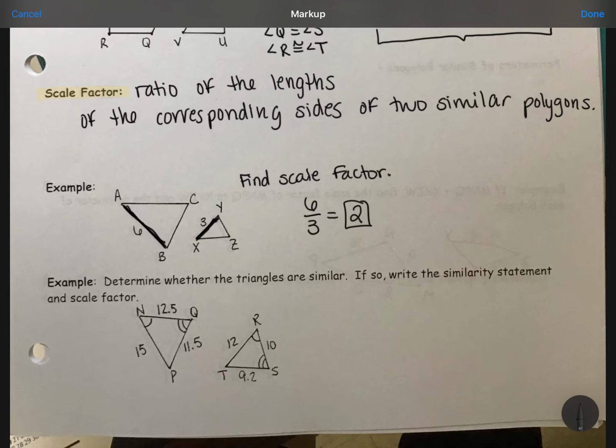All right, the second example says determine whether the triangles are similar. If so, write the similarity statement and the scale factor. So here I have to check all my angles to make sure they're all congruent. So N is congruent to R because they have the same tick marks. Q is congruent to S because they have the same tick marks.